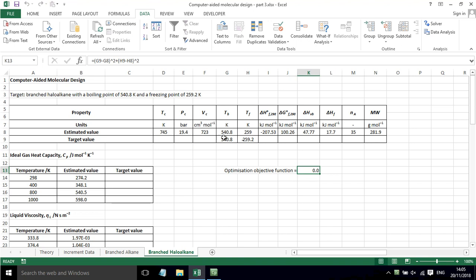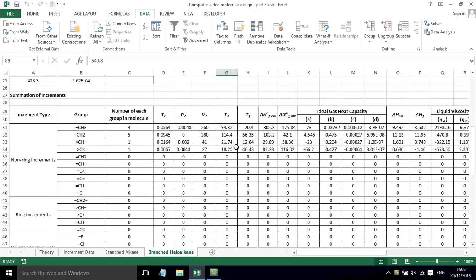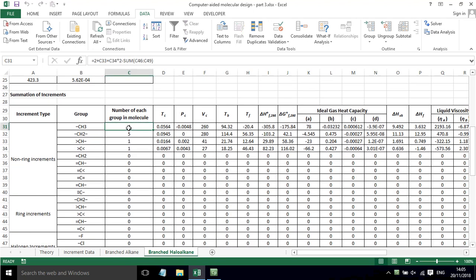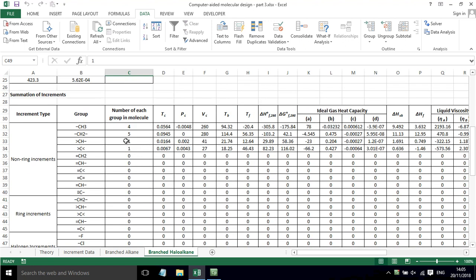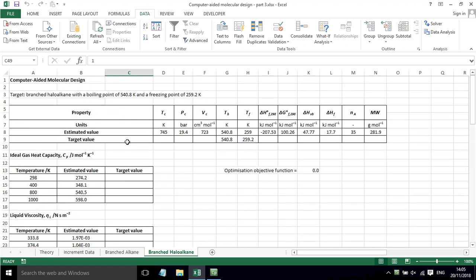The estimated properties are now very close to the target values that we had, and it's saying that we need 4 methyl groups, 5 of these CH2 groups, 1 CH group and 1 carbon group there, and an iodine. So we can build a target molecule based on those and come up with a branched alkane that's going to hopefully have the target properties that we're after.